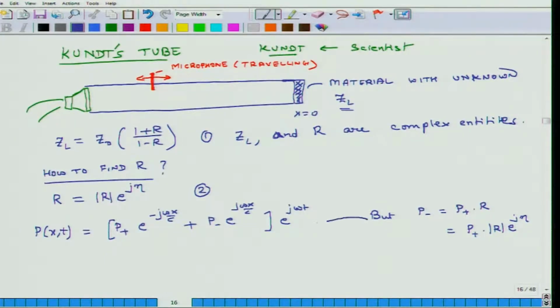So we put this back into this equation, so what we get is P plus e to the power of minus j omega x over c, plus, and instead of P minus we put this expression, so I get P plus times magnitude of R e to the power of j eta e to the power of j omega x over c e to the power of j omega t.